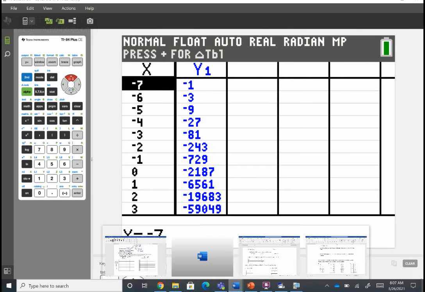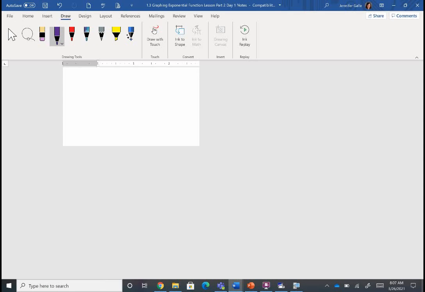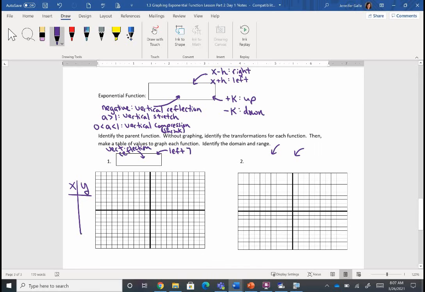So let's do that real quick. All right, so -7, -1, -6, -3, -5, -9. Okay, so 1, 2, 3, 4, 5, 6, 7, -1, -6, -3, and -5, -9. Now, we didn't move our graph up or down at all.